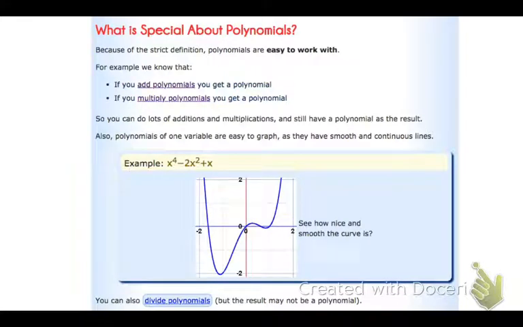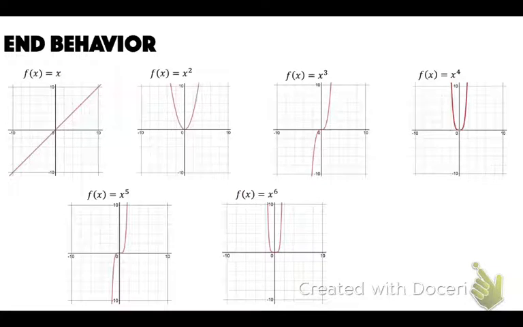And what is so special about these? Well, we can add and subtract them, but we can also graph them. And their graphs are easy to graph. They have smooth and continuous lines. You can also divide polynomials, except the result isn't always a polynomial. All right, let's look at the end behavior of these.